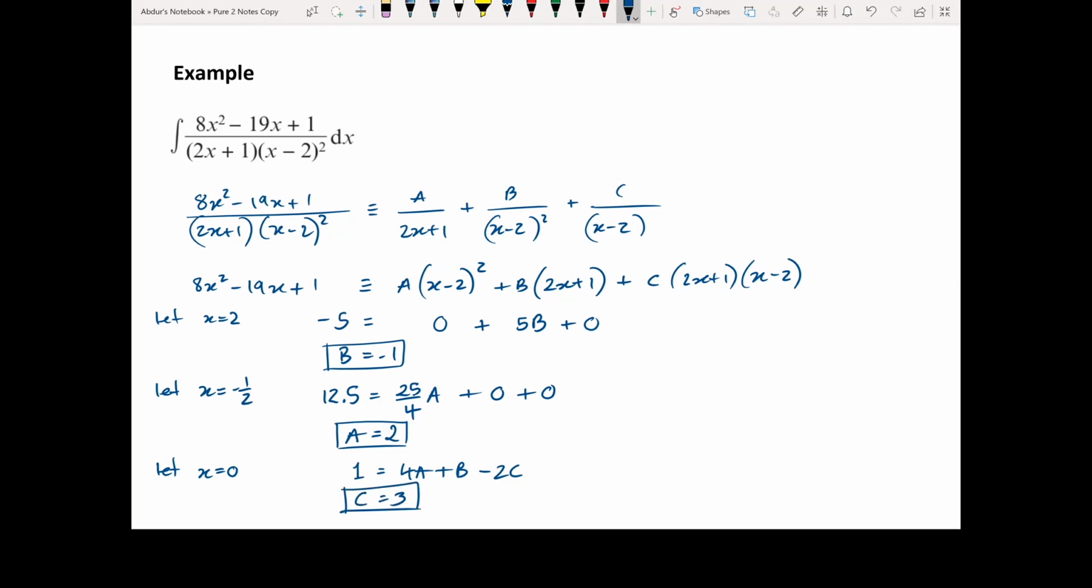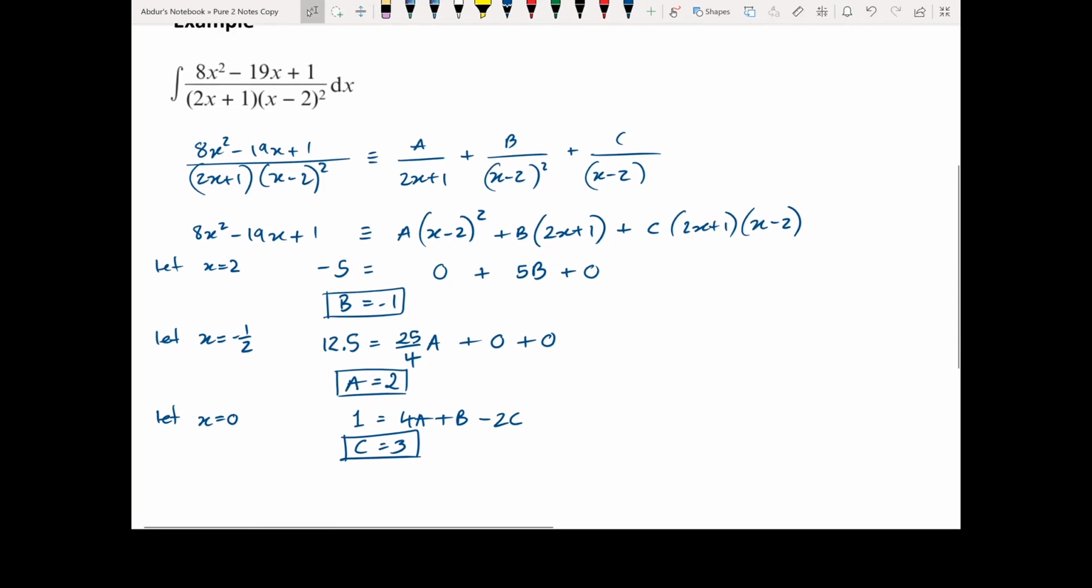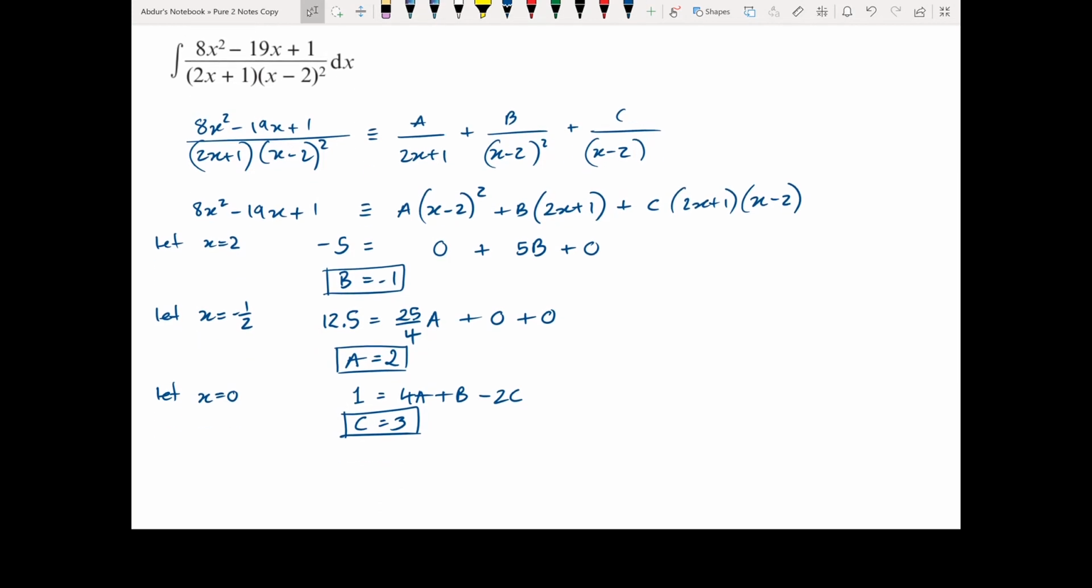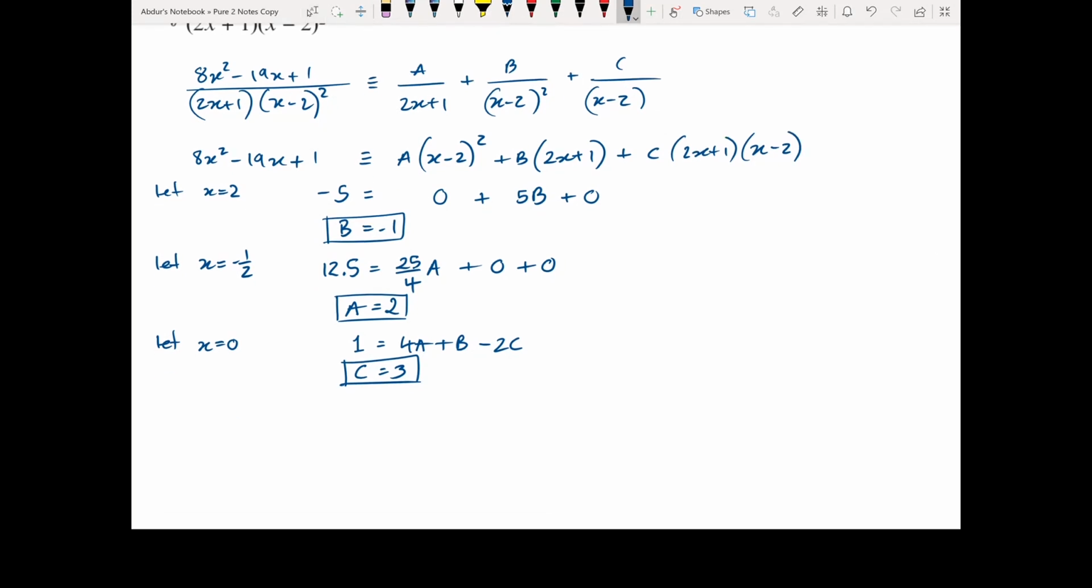So this first step, we should already know here. It's essentially doing partial fractions here. We're rewriting that fraction in terms of 3 separate fractions. So we can say then 8x squared minus 19x plus 1 over 2x plus 1 and x minus 2 all squared is equivalent to 2 over 2x plus 1 minus 1 over x minus 2 all squared plus 3 over x minus 2.